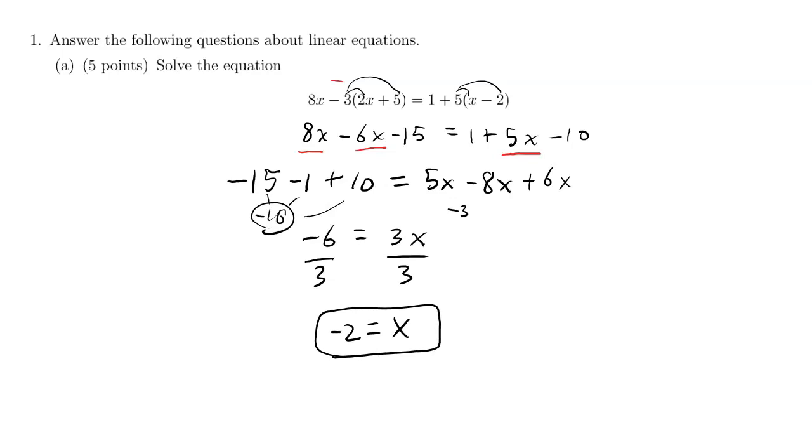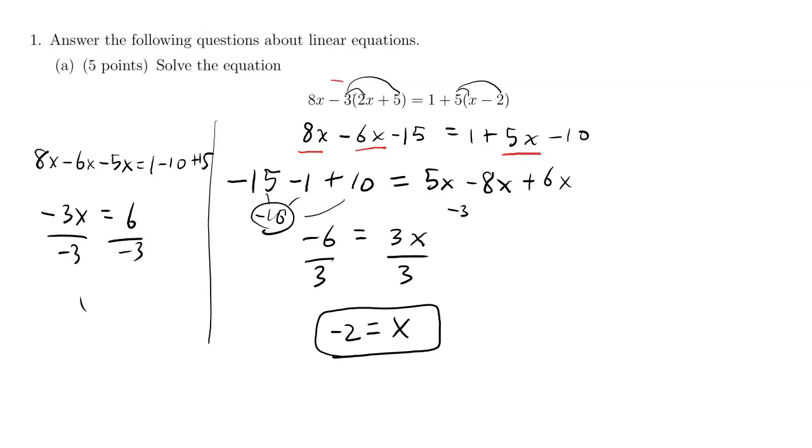Now we could have instead moved all the x's to the left side. So in that case, it would have been 8x minus 6x minus 5x. And the negative 15 will go to the other side, and you get 1 minus 10 plus 15. And in this case, you're going to get negative 3x equal to positive 6. And you get the same answer that way too. So either way, you're going to get the same answer.